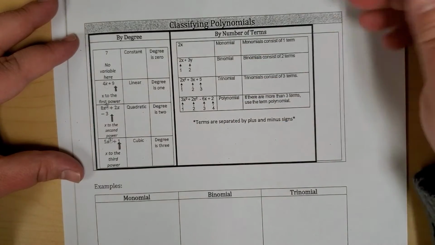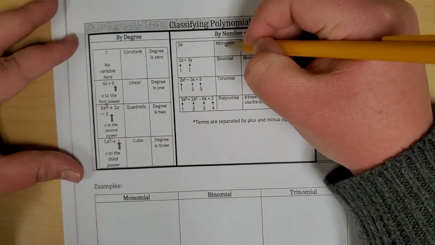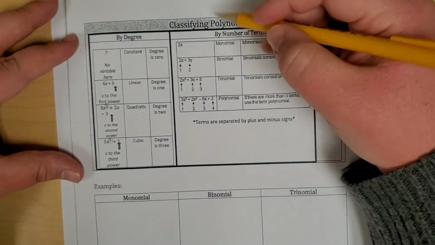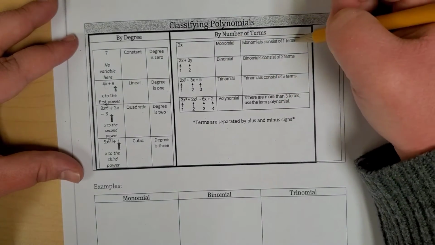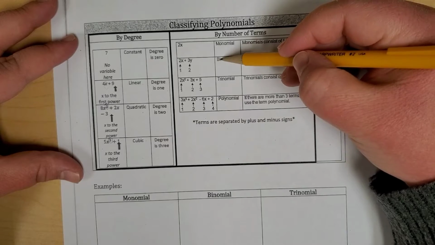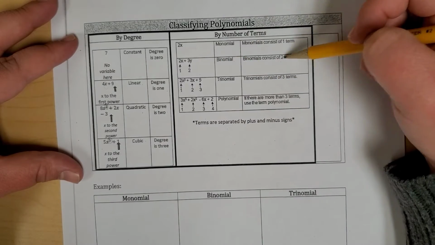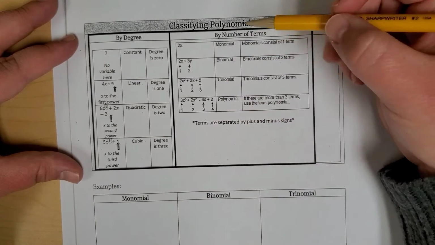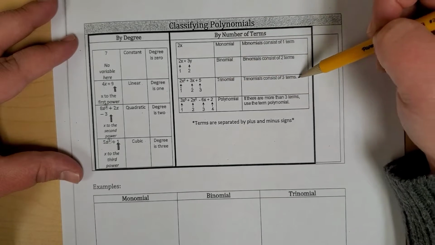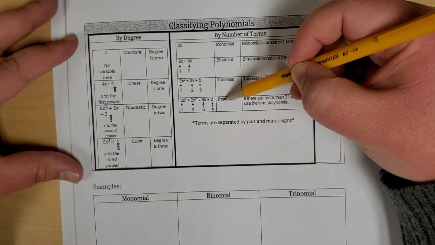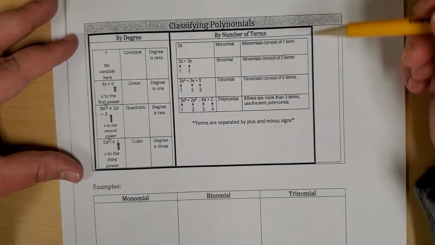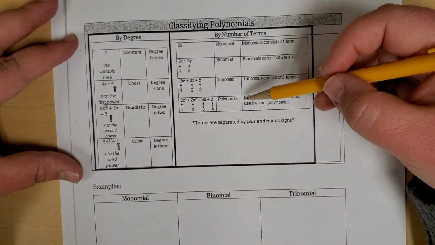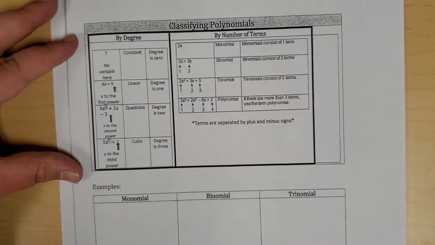These 3 are a little bit easier to remember. The word nomial just means term. So mono means 1, so monomial means 1 term. Bi means 2, so binomial means 2 terms. Tri means 3, so trinomial means 3 terms. Poly means many, so that means there are more than 3 terms, or there are many terms. So anything that has 4 or more terms is just called a polynomial.